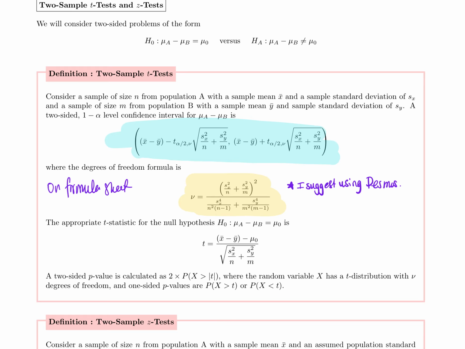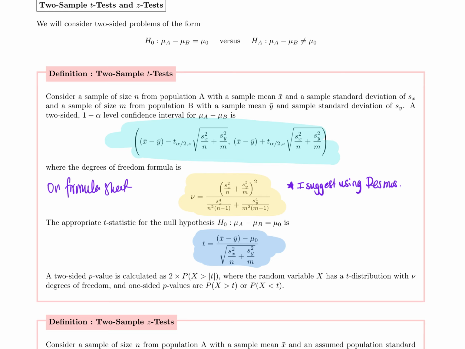So if we know now how to find our degrees of freedom, complicated as it may seem, can we use it to help us in terms of finding our test statistic t and running our hypothesis test, finding our p-value, all of those things? And the answer is yes. So the appropriate t statistic, or our test statistic for our null hypothesis, where mu a minus mu b is equal to mu naught, is then given by another one of these sort of large formulas here. And this one in particular says that our test statistic t can be given by x bar minus y bar minus mu naught, and then we'll divide it by the standard error.